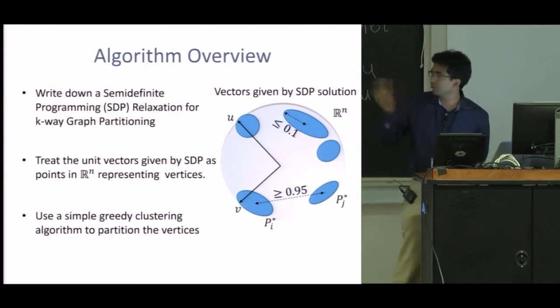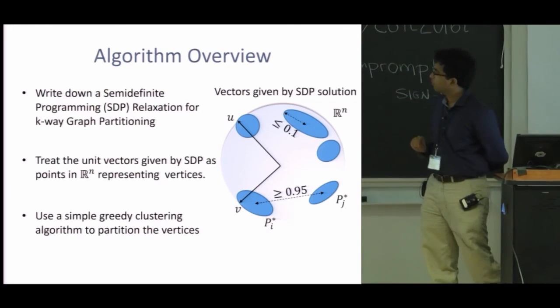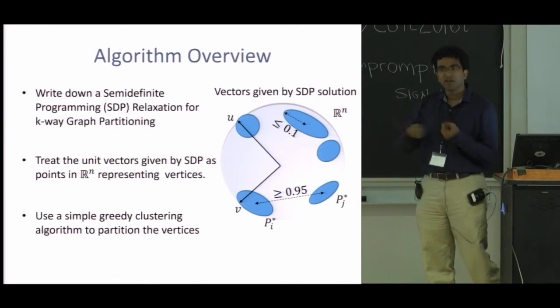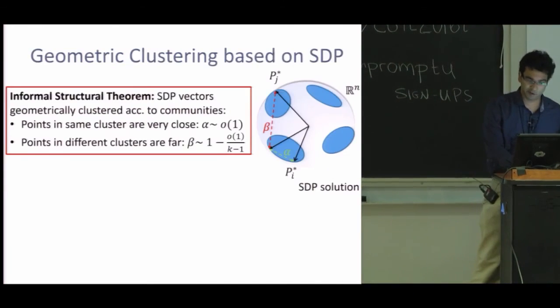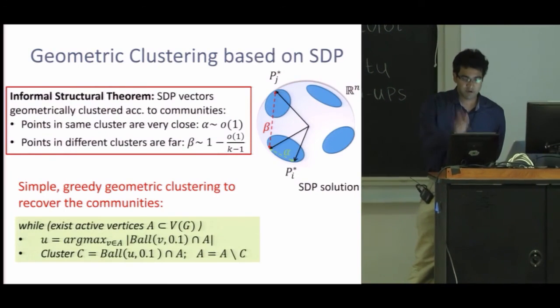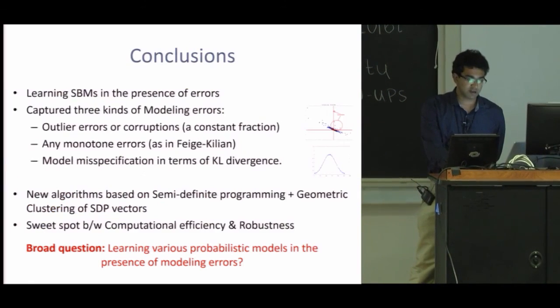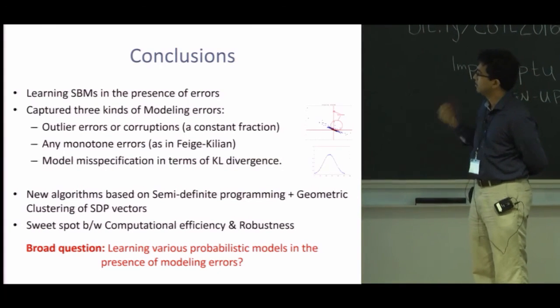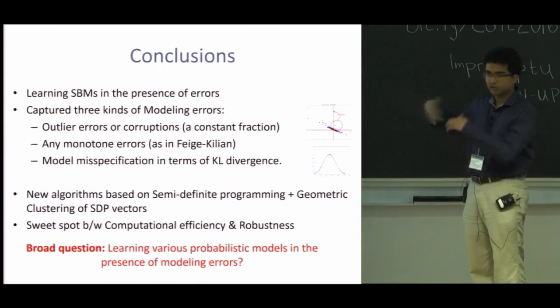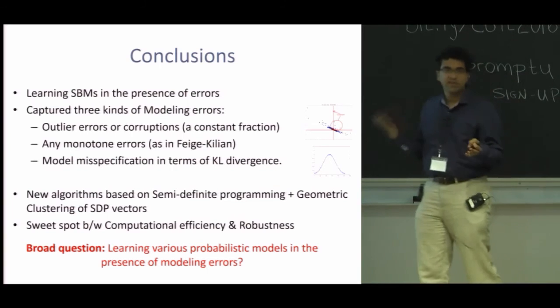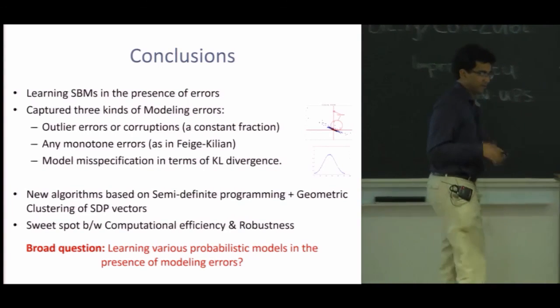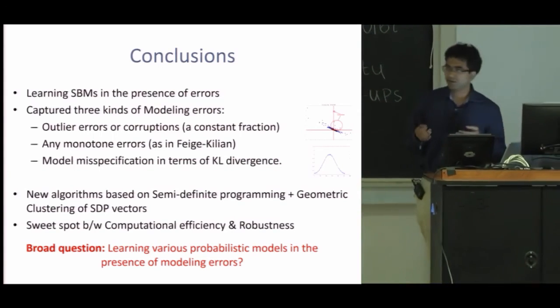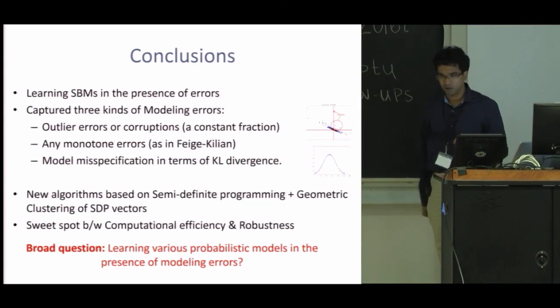It's a very simple algorithm where you look at a semi-definite program, look at the vectors, and apply a simple greedy clustering algorithm on it. Proving that this algorithm works requires a lot more work. But let me conclude by saying that we can handle these kinds of block models in the presence of various kinds of errors, and I think it's a very general, broad, nice question to look at in the future, where you look at robustness for learning probabilistic models in the presence of noise.